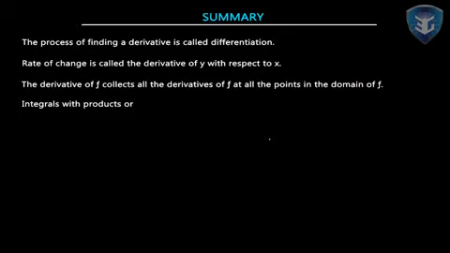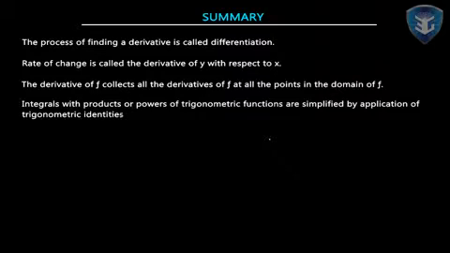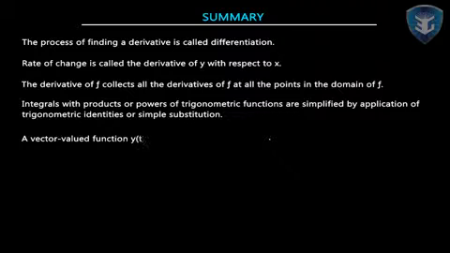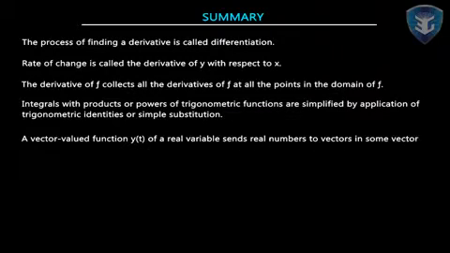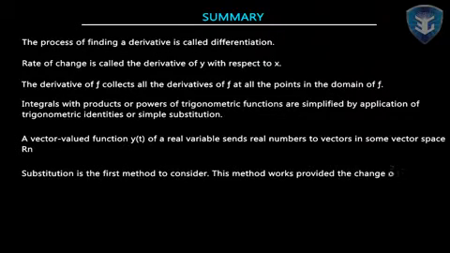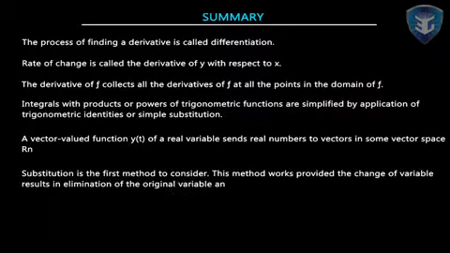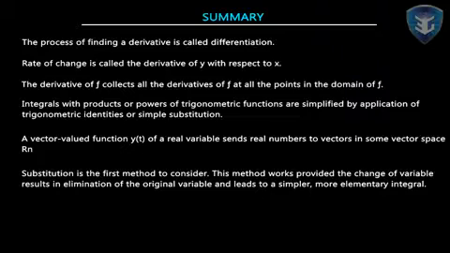Integrals with products or powers of trigonometric functions are simplified by application of trigonometric identities or simple substitution. A vector-valued function, y of t of a real variable, sends real numbers to vectors in some vector space Rn. Substitution is the first method to consider. This method works provided the change of variable results in elimination of the original variables and leads to a simpler, more elementary integral. The integration by parts formula for functions u of x, v of x is as shown here.